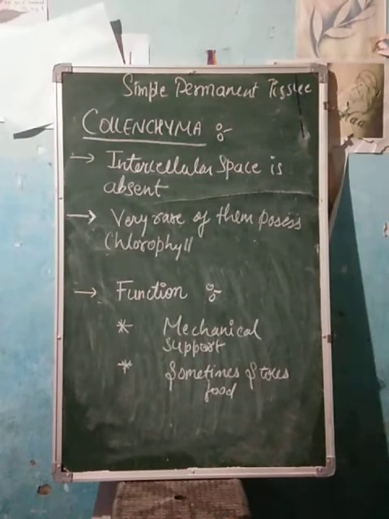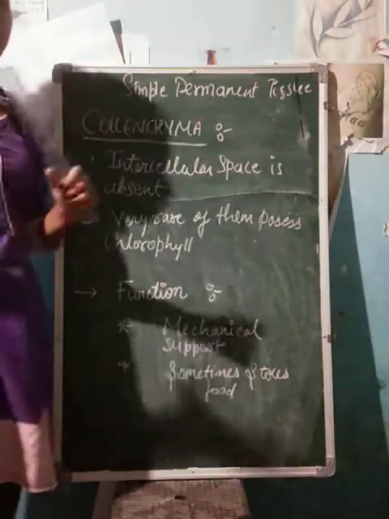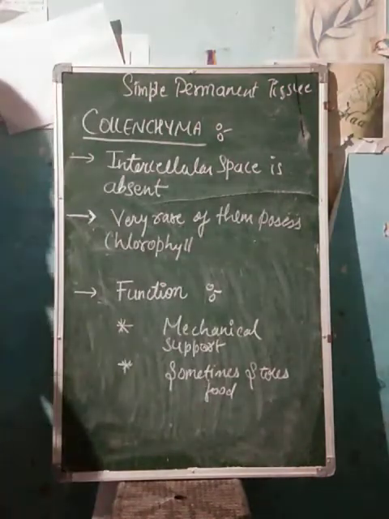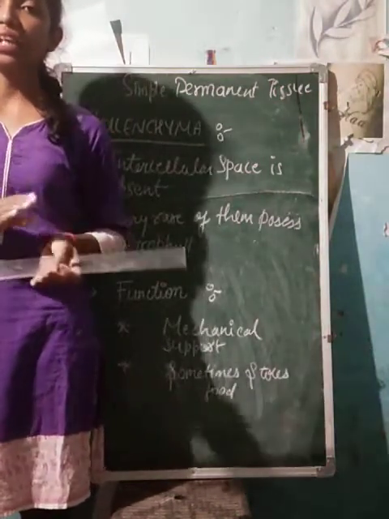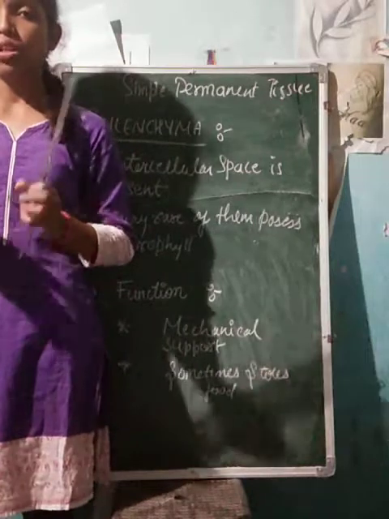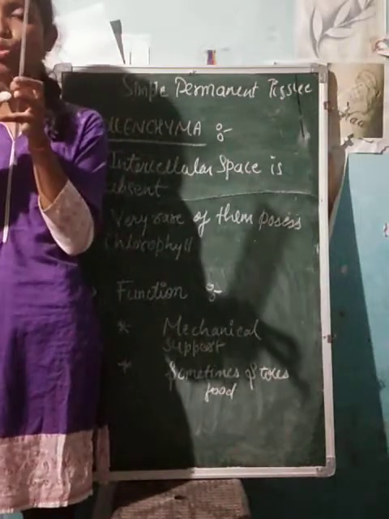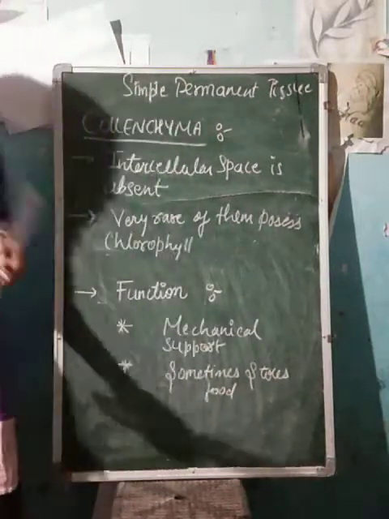Student, here intercellular space is absent, as we have seen in the earlier one. A little bit of intercellular space was there, that means the space between the cells was found, but here the intercellular space is completely absent, meaning the cells are arranged very close to each other, not giving any space.